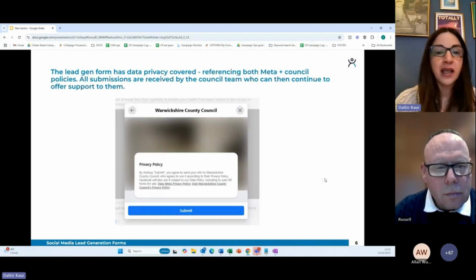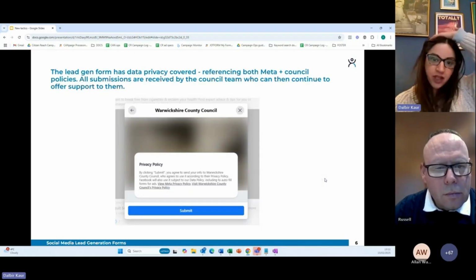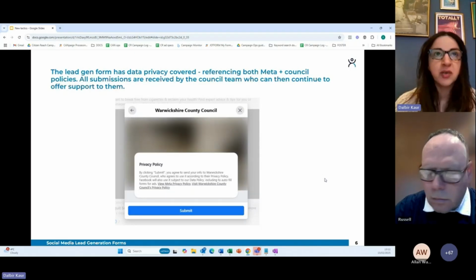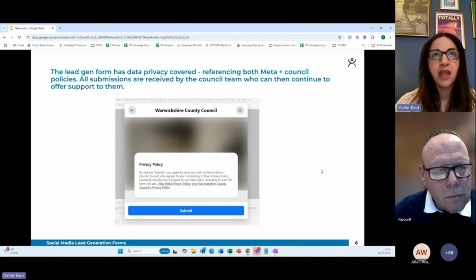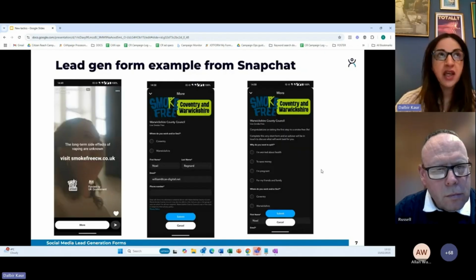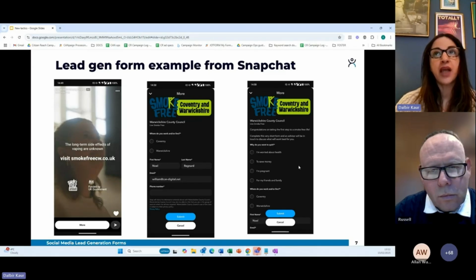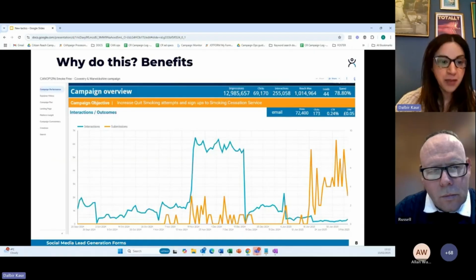And then obviously everybody's a bit worried about it being ethical, from what Russell was saying earlier. There's data privacy covered in there referencing both Meta and council policies. All submissions are received by the council team, who can continue to offer support to them. We did a very similar thing with a lead gen form within Snapchat. Again, running the video, again, a few more questions, and through to submission.